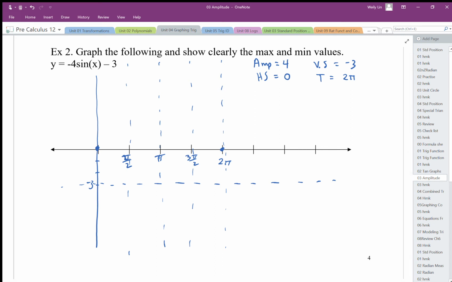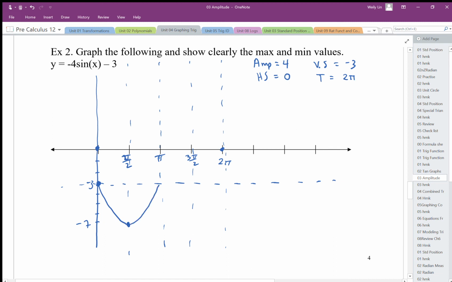The last thing is I'm going to use my amplitude and my flip to graph this. So I know my sine graph starts in the middle, so the amplitude doesn't affect it. My flip, though, is going to make it go down to -7. So the first quadrant, I'm going to go down 4 to -7.